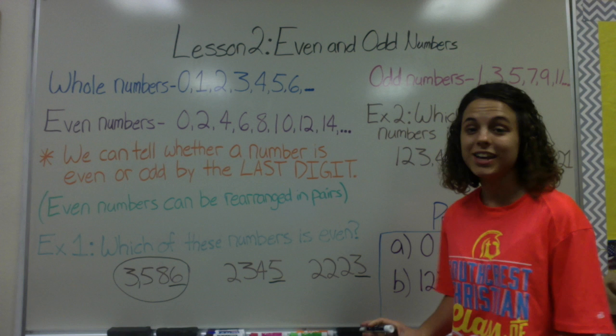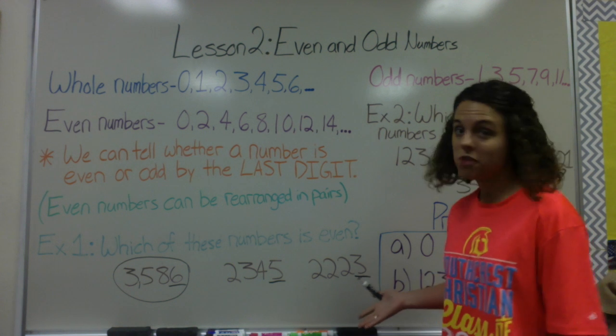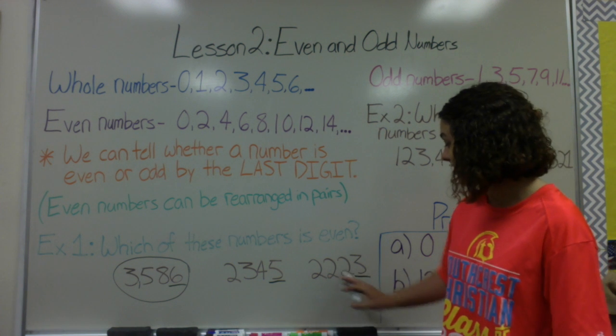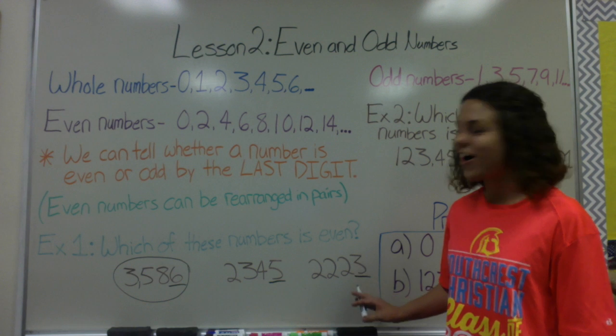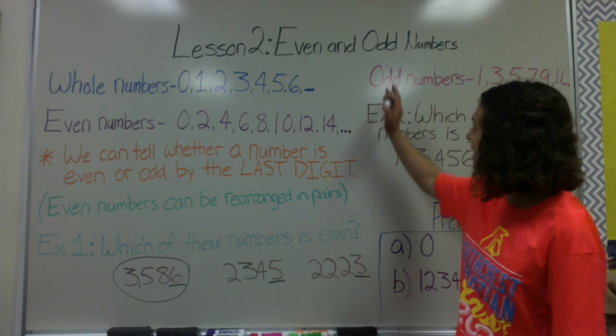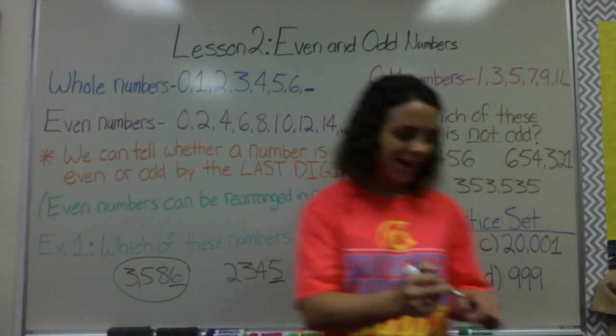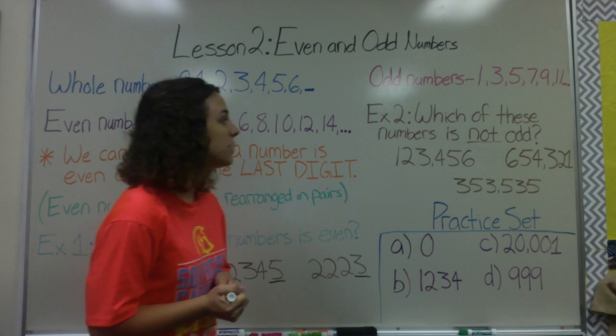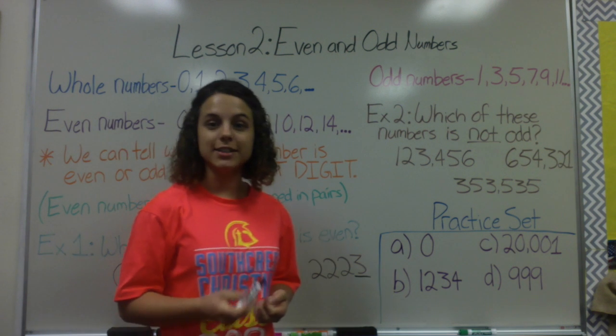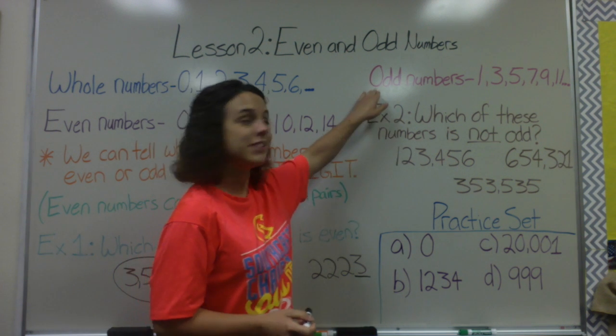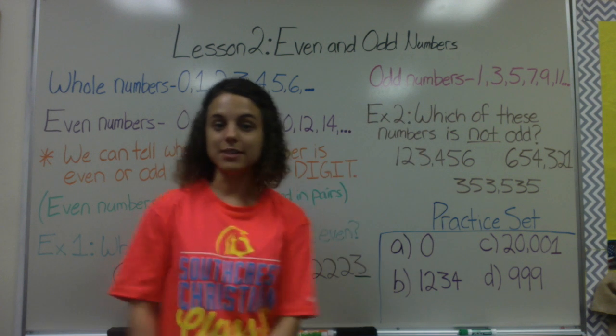Same thing with 3. I can't split 3 kids in half. That's not right. So therefore, 2,223 is not even. It is odd. So that brings us to example 2. Which of these numbers is not odd? Now remember, if it's not odd, that means it has to be even.